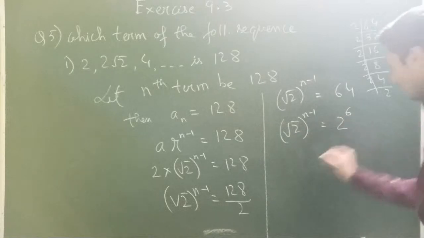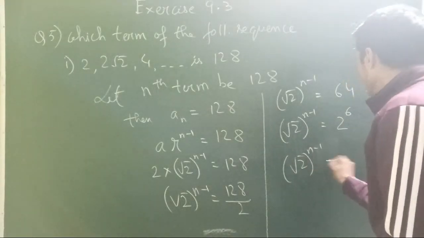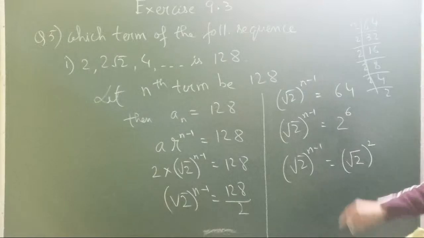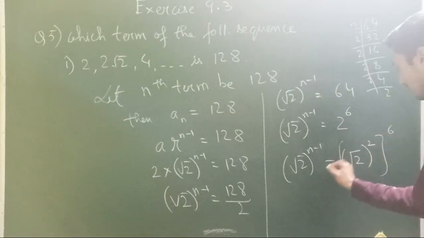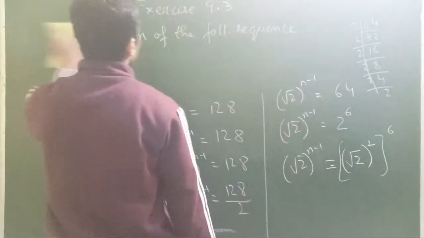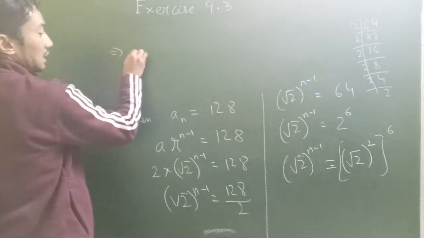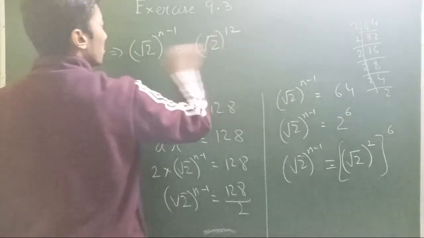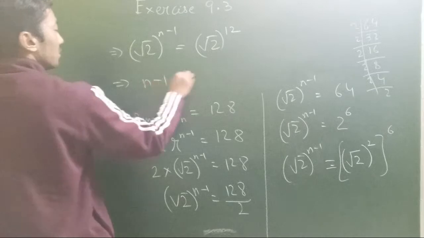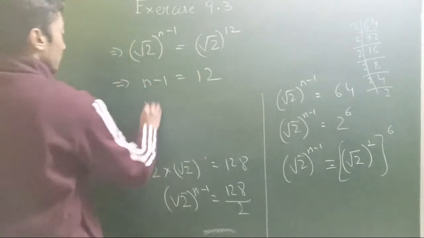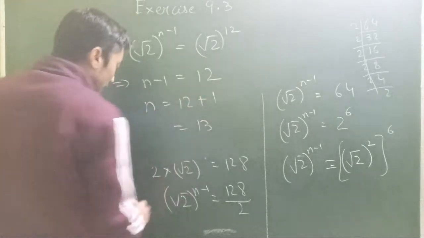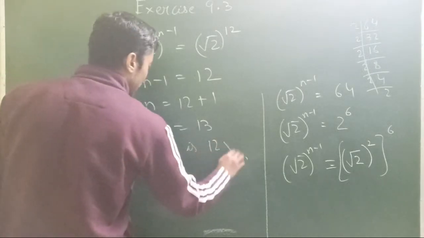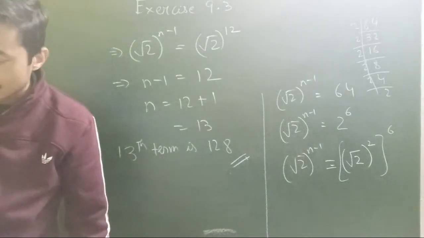To compare, what we can do is root 2 power n minus 1. This 2, of course, we can again write as root 2 whole square. Isn't it? 2 can be written as root 2 whole square, whole power 6. So then root 2 power n minus 1 is equal to root 2 power 12, since 2 times 6 is 12. Comparing the exponents, n minus 1 will be equal to 12. So n will be 12 plus 1, that is 13. So it means that the 13th term in the given sequence is 128. So it's a simple question for us.